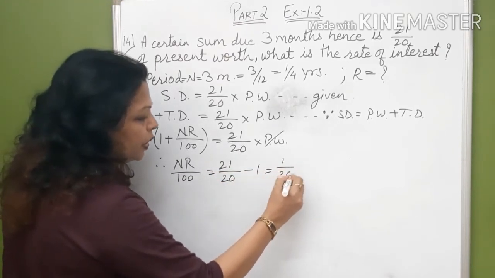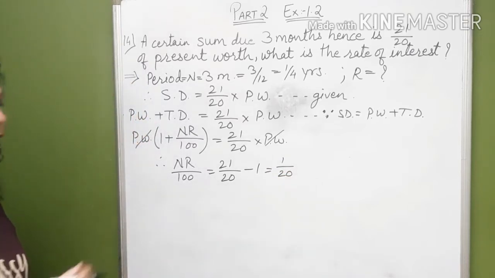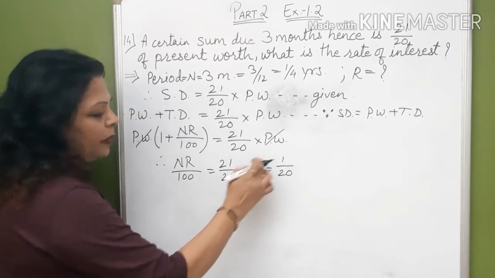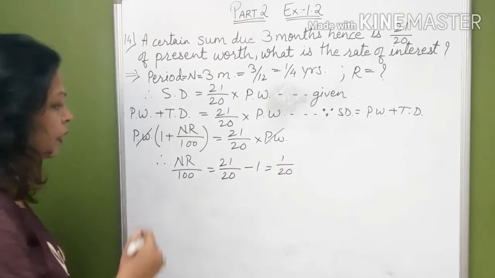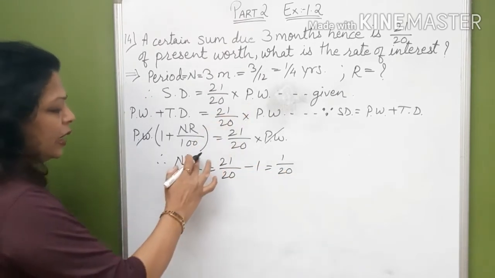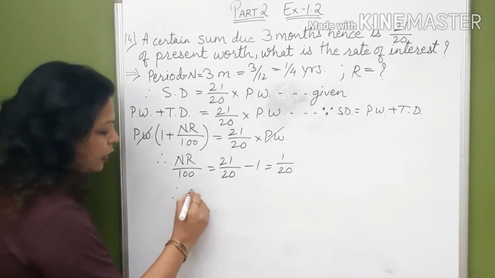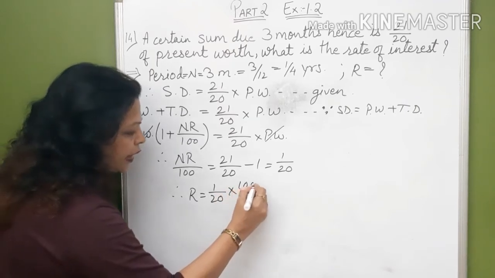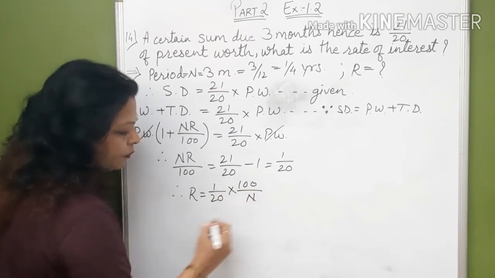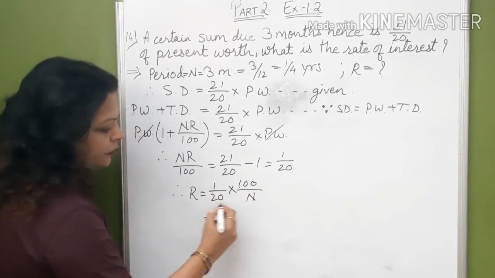That will be 1 upon 20. Correct? LCM, 20, cross multiply. 21 minus 20, that is 1 upon 20. Now we have to find R. So keep R on one side and you get 1 upon 20 into 100 upon N. Correct? What is N?